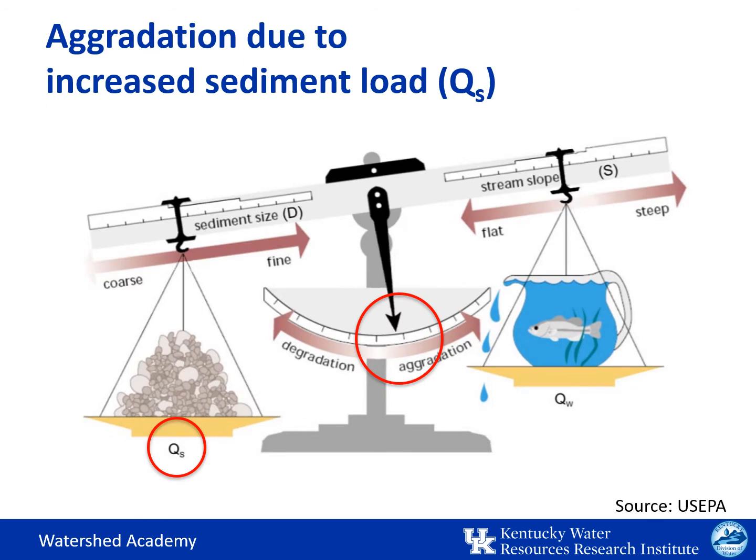Let's take another example. If an erosive activity is occurring in the stream headwaters and delivering more sediment to the stream, the scales will begin to tip towards aggradation. That's because the stream was in balance and now there's more sediment that's available and it no longer has the capacity to carry all that bed load down the stream. So it is deposited in the stream itself.